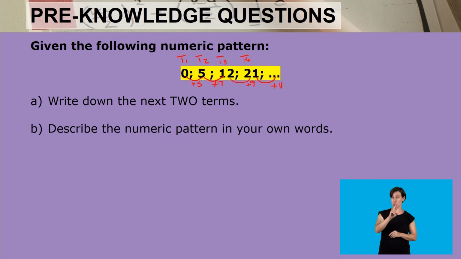From 21, when we add 11, we get 32. So the next term here would be 32. And of course, we are required to get the next one as well, where we are going to add 13 to this term to get the next term. So 32 plus 13 gives us 45. And those would be the next 2 terms.